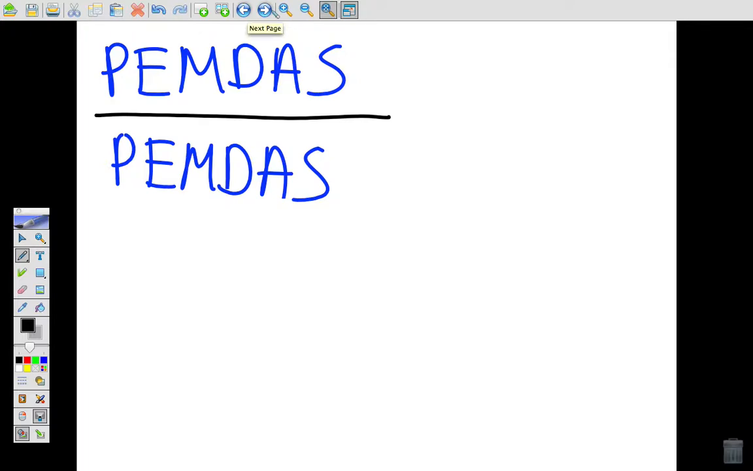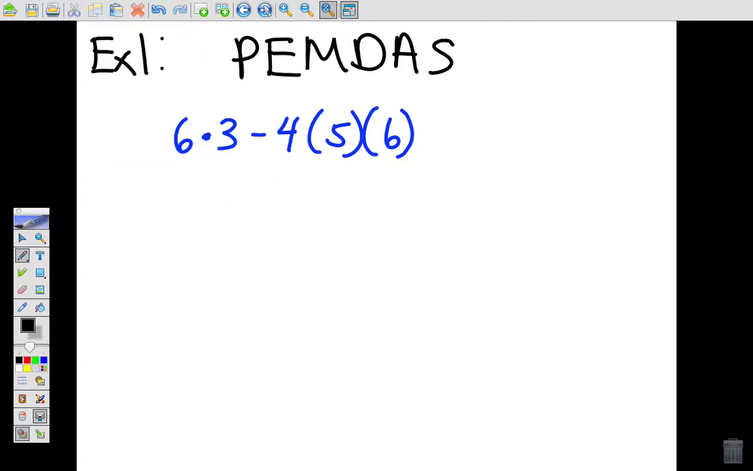I'm going to use this in one of the problems. What I have here is PEMDAS over PEMDAS, and this is referring to whenever you have a division bar. For example, I think example 5 is where we have a division bar like that. I like to remember PEMDAS as PEMDAS over PEMDAS when you have a division bar.